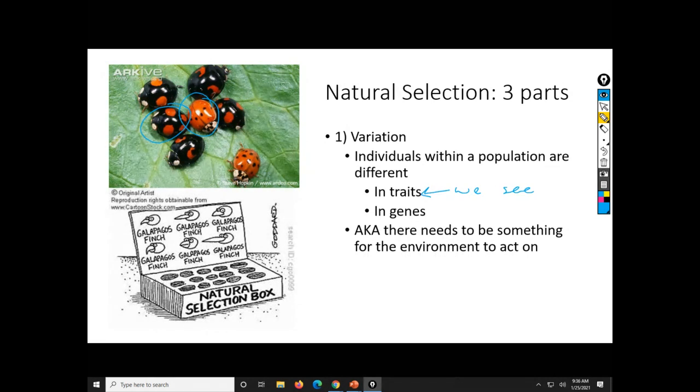It's going to take the easiest route, right? The easiest meal. So it's going to pull our white colored moths. They stick out. Life is easy. So this is what we mean by the environment acting on it. Something is happening. So in our example, the environment is the bird, picking the easy meal.